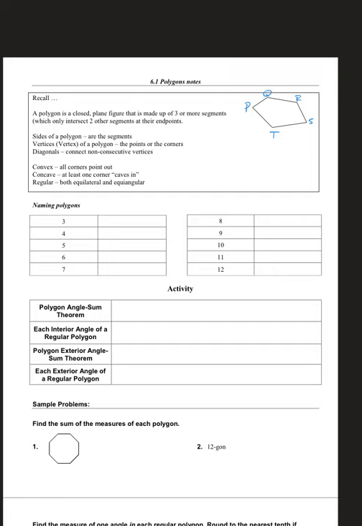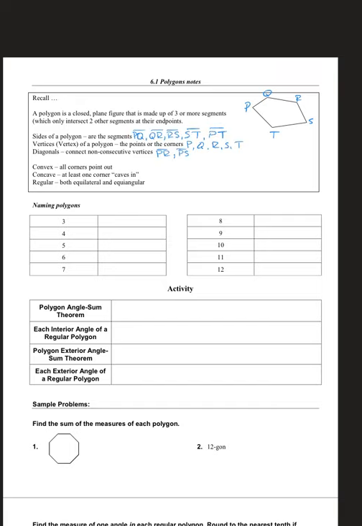So back in try 1, we did a little bit on polygons. Just to remember, a polygon is a closed figure, which means no holes, no gaps, made up of at least 3 or more segments, and only intersects each segment at their endpoints. The sides of a polygon are their segments, for instance, PQ or QR or RS or ST or TP. The vertex or the vertices are the points or the corners, so point P, Q, R, S, T. And the diagonals would connect non-consecutive vertices like PR or PS.